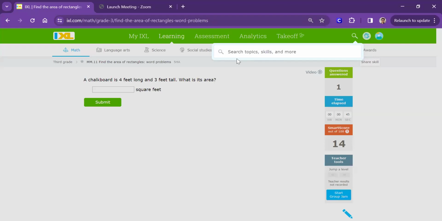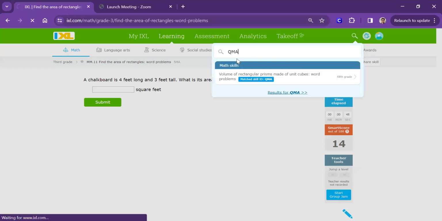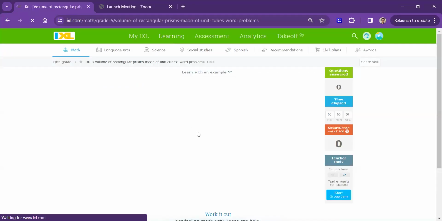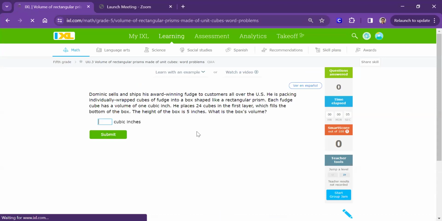And then 1, 2, 3, the next one. You just type in QMA. This is volume of rectangular prisms made of unit cubes. All right, so this is a word problem. So it says Dominique sells and ships his award-winning fudge to customers all over the US. He is packing individually wrapped cubes of fudge into a box shaped like a rectangular prism. Each fudge cube has a volume of 1 cubic inch. He places 24 cubes in the first layer, which fills the bottom of the box. The height of the box is 5 inches.